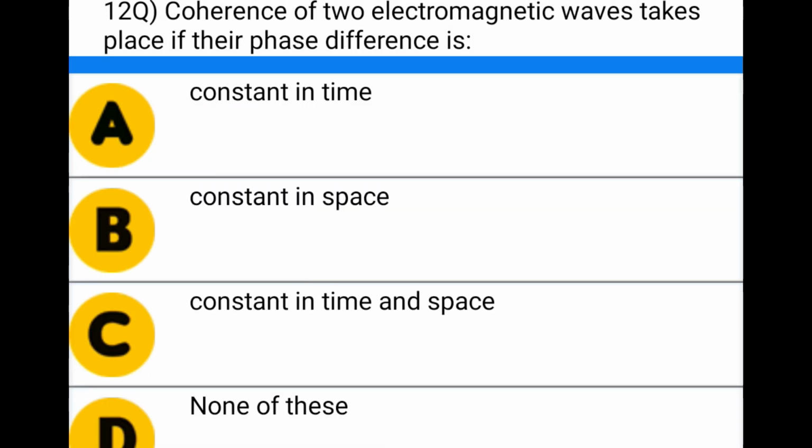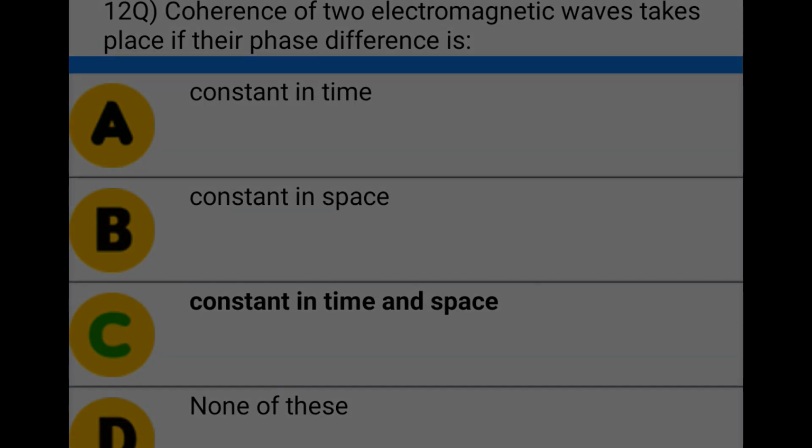Next question, coherence of two electromagnetic waves takes place if the phase difference is option A constant in time, option B constant in space, option C constant in time and space, option D none of these. The correct answer is option C constant in time and space.